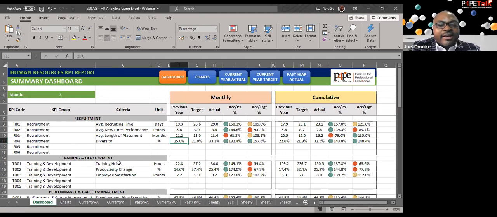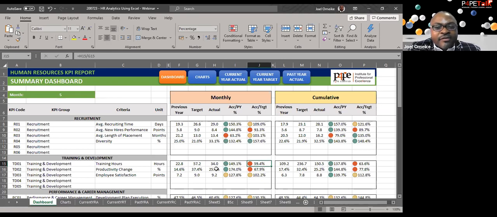For training, we are tracking training hours. We are tracking productivity change after the employee returned from training. We are tracking training satisfaction, whether the employee was satisfied with his training at that point in time. For training hours, we say we should do 57 hours per employee throughout the year, but we have only done 34. That means we've done 59%, almost 60% results.